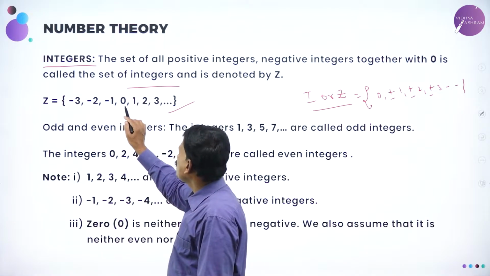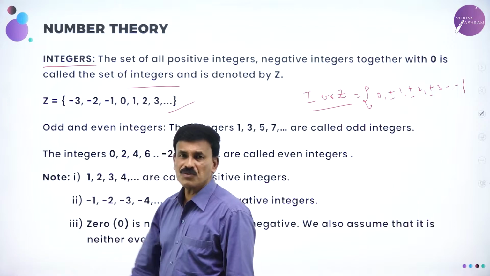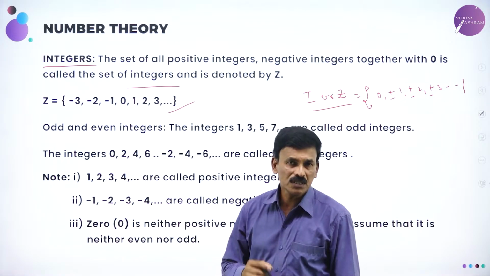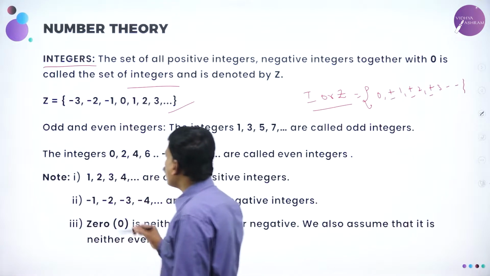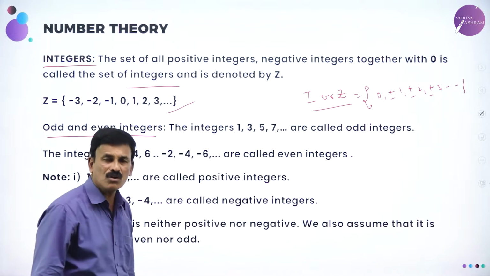That is 0, plus 1, plus 2, plus 3, etc., minus 1, minus 2, minus 3, etc. will form a set of integers denoted as I or Z. Okay, understood? Now, let us come to the next concept, odd and even numbers. This is a very important concept in number theory, odd and even numbers.